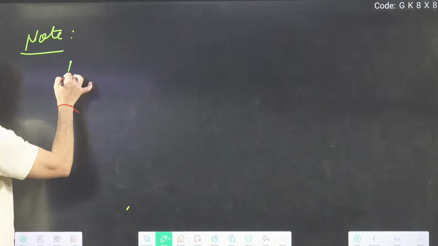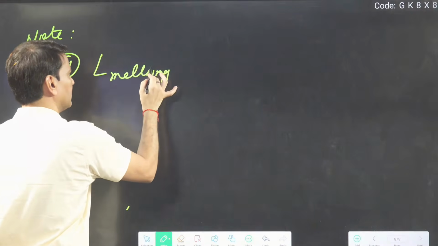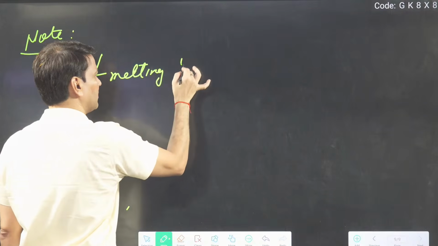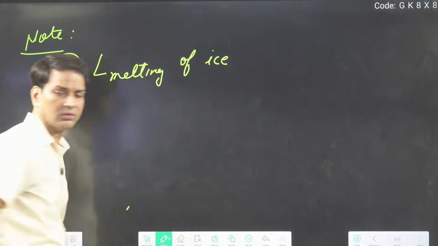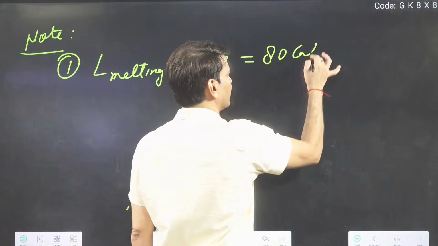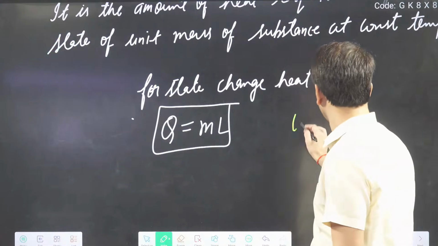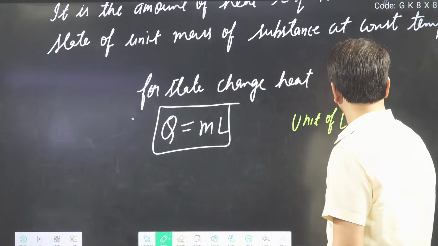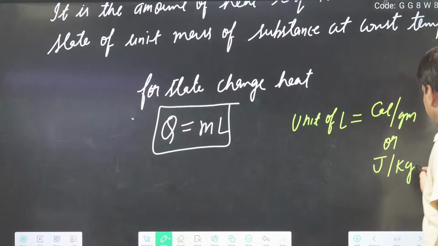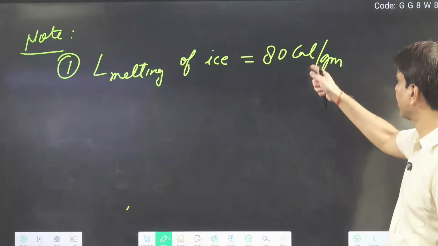So these two values: if I am saying melting point, latent heat of melting of ice, who will say what is the value that we marked up? It is 80 calorie per gram. Latent heat unit is what? Calorie per gram or joule per kg. Here we can also write the unit of L. L is calorie per gram, or we can say joule per kg. SI unit will be joule per kg. So latent heat of melting of ice is 80 calorie per gram.